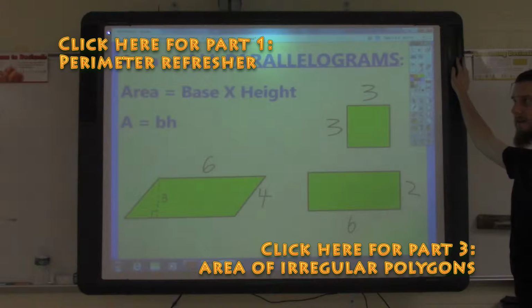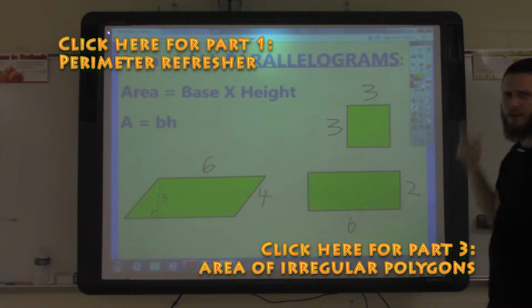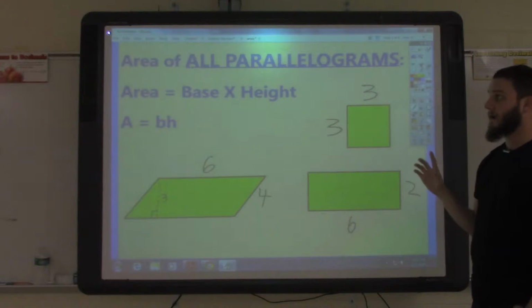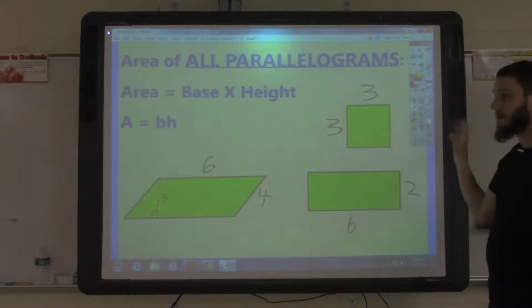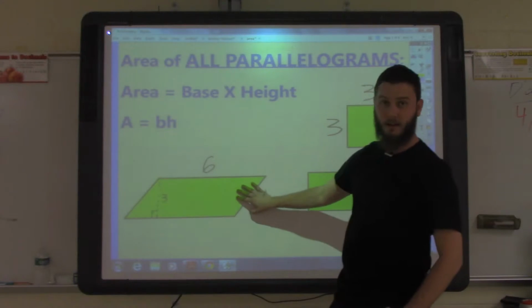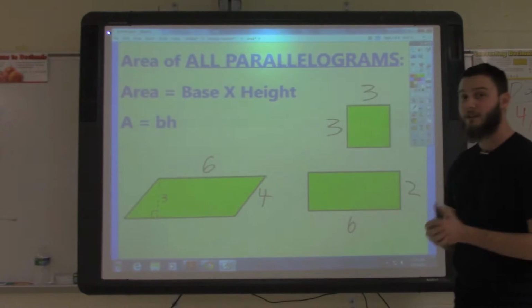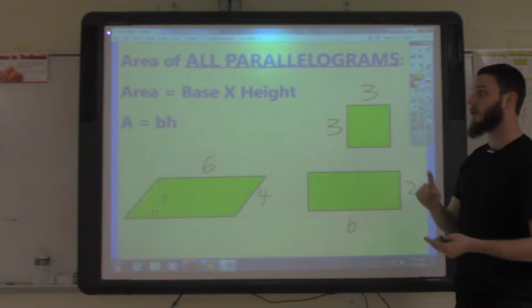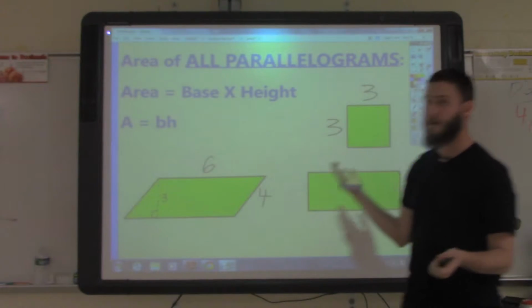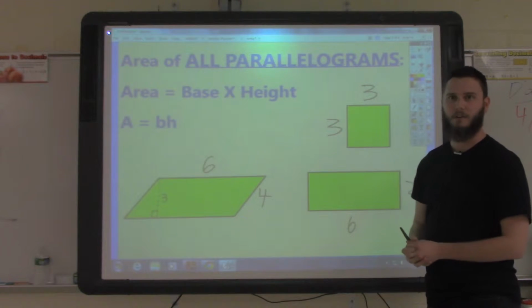Now, for the area of parallelograms, things are a little bit different. For perimeter, no matter what shape it was, you just add all of the sides together. But for the area, for all parallelograms, doesn't matter if it's a square, rectangle, or a different type of parallelogram such as this, it's always going to be base times your height. Or another way you could write it is A equals BH.